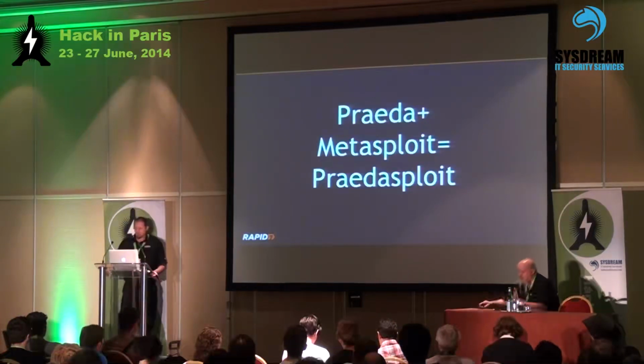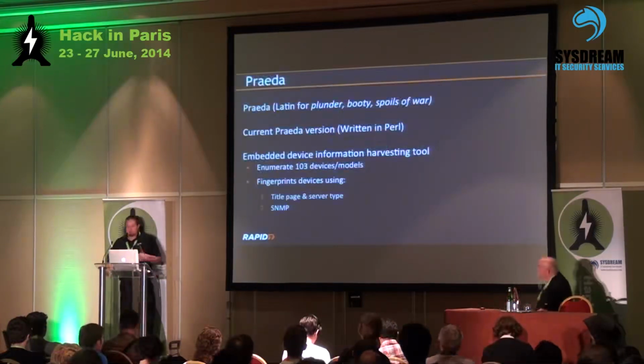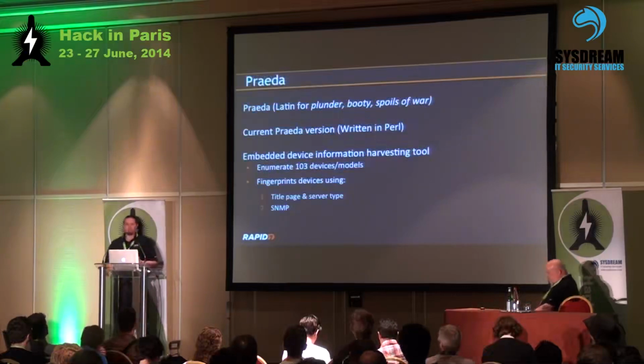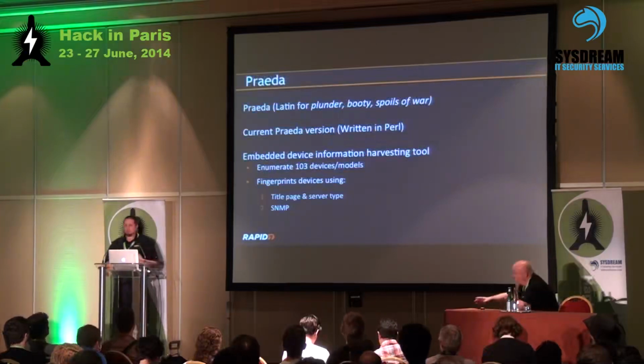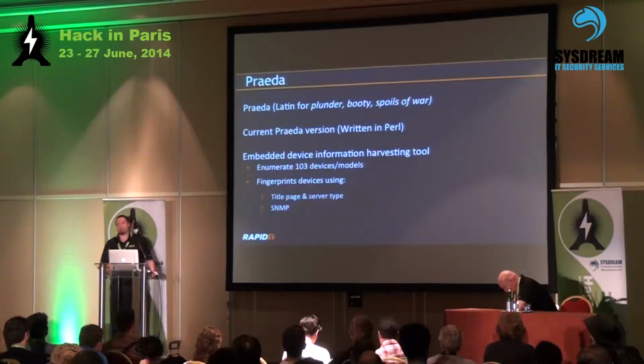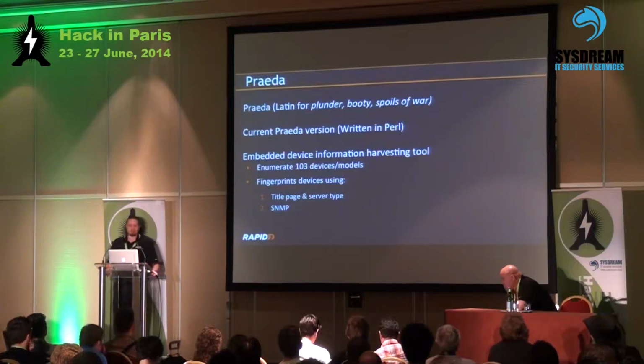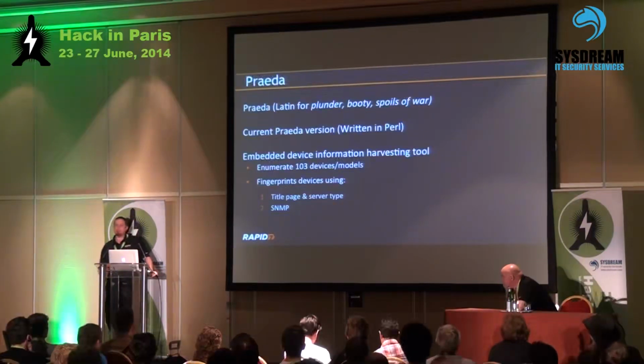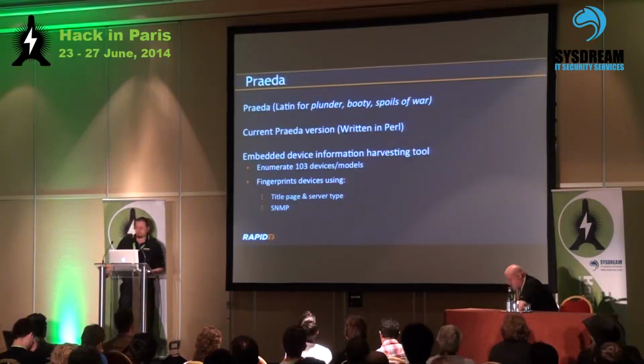So now that we talked about all these different ways to launch these attacks, as you saw there, a lot of it was manual. So if you have an environment with hundreds of printers, it does become very time-consuming to go through each printer to try to find what information or which printer has the good information that you're looking for. So this is where Preda was born. Preda is an embedded device harvesting tool. What it does is it enumerates devices based on a fingerprint. The fingerprint is based off of a title page of the web server type, and SNMP information.